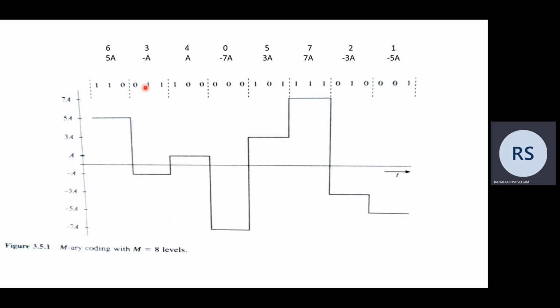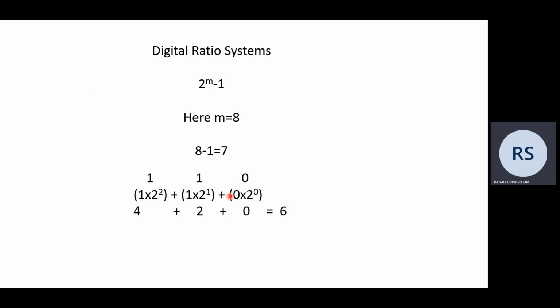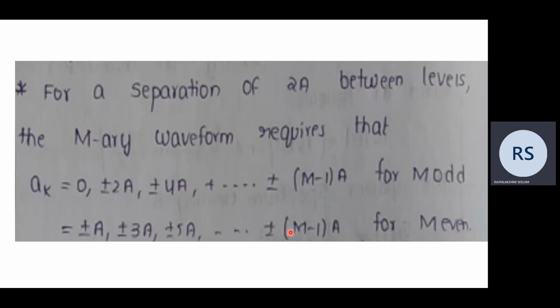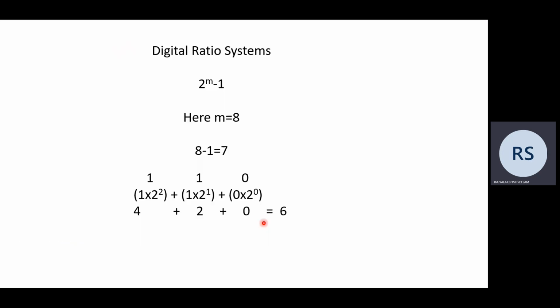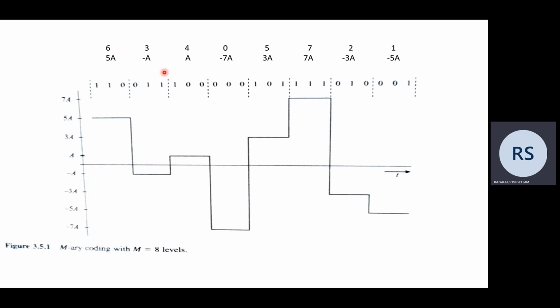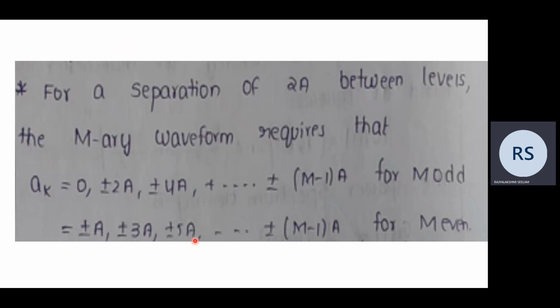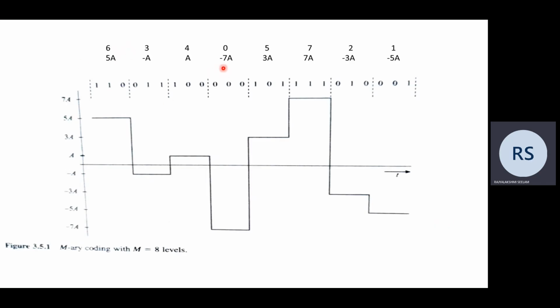So like this we have to find out the values. Here, if you consider total M, M is 8. So 8 minus 1 we have 7. Why? Because we consider M minus 1 into A, up to M minus 1 into A for M even. So for M 8, M minus 1 is 7, so 7A. So we have to consider the values plus or minus A to plus or minus 7A for M even.